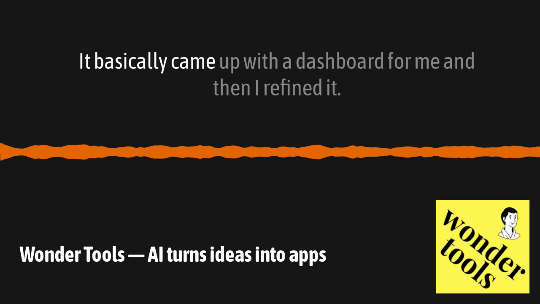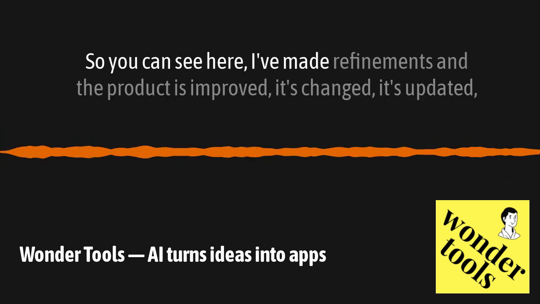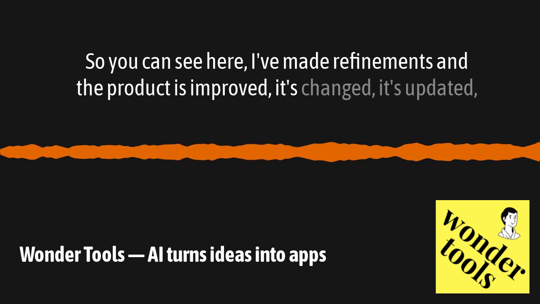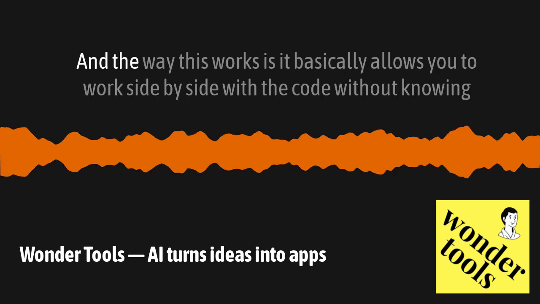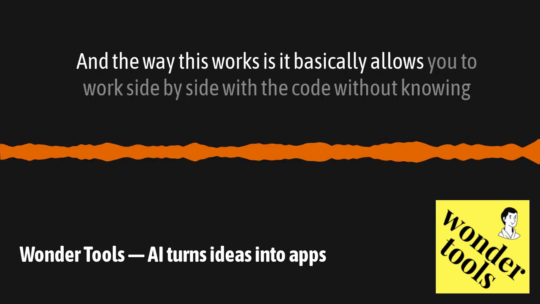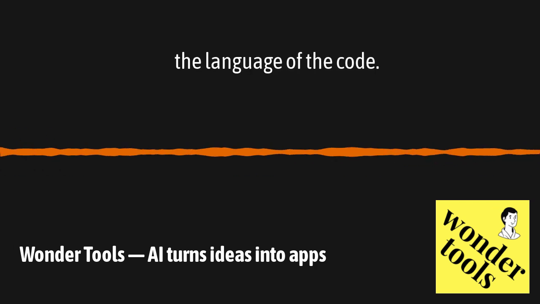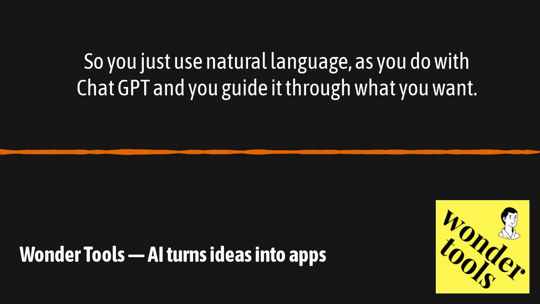It basically came up with a dashboard for me, and then I refined it. So you can see here I've made refinements, and the product is improved, it's changed, it's updated, it's listened to my iterations. And the way this works is it basically allows you to work side by side with the code without knowing the language of the code. So you just use natural language as you do with ChatGPT, and you guide it through what you want. You give it a prompt.